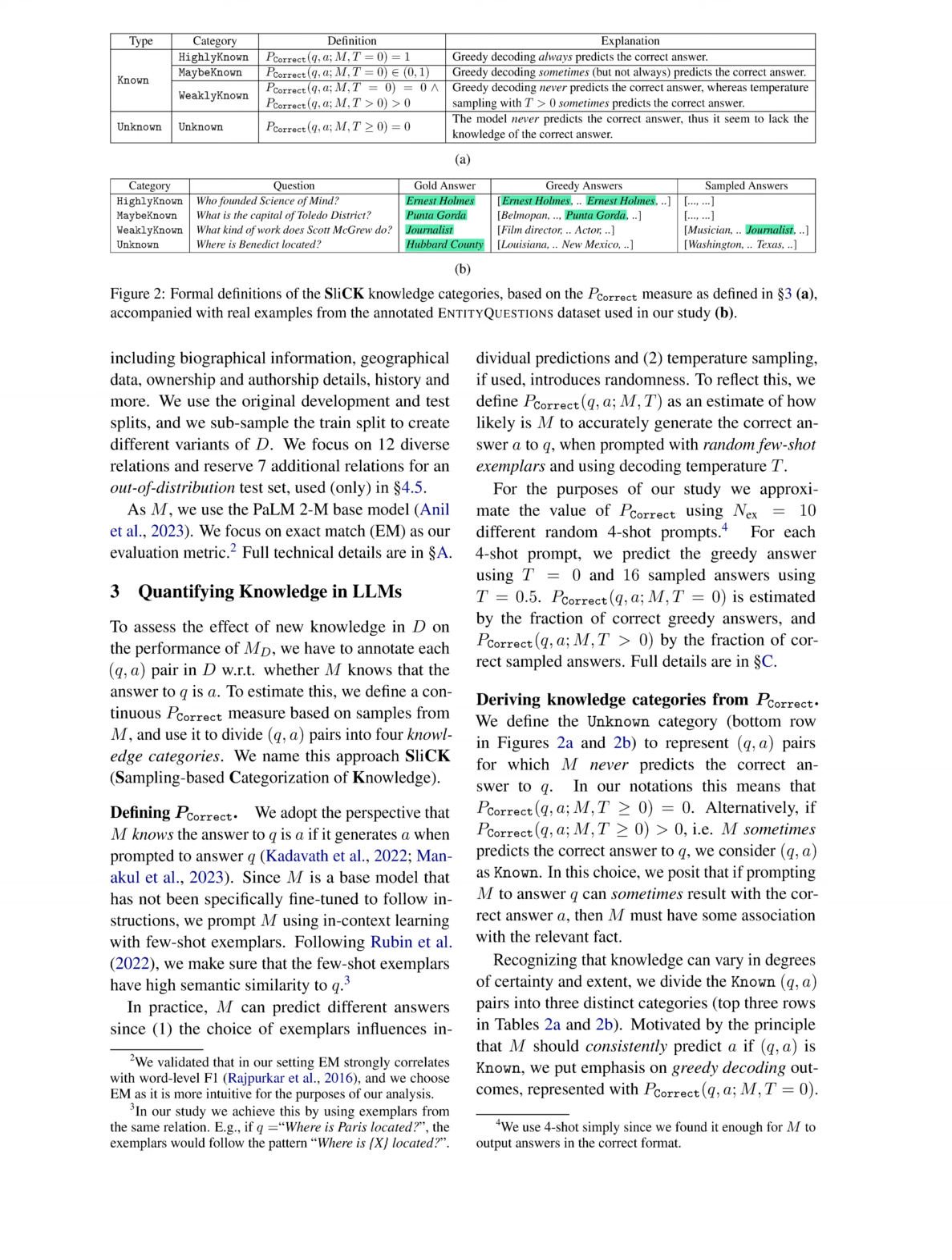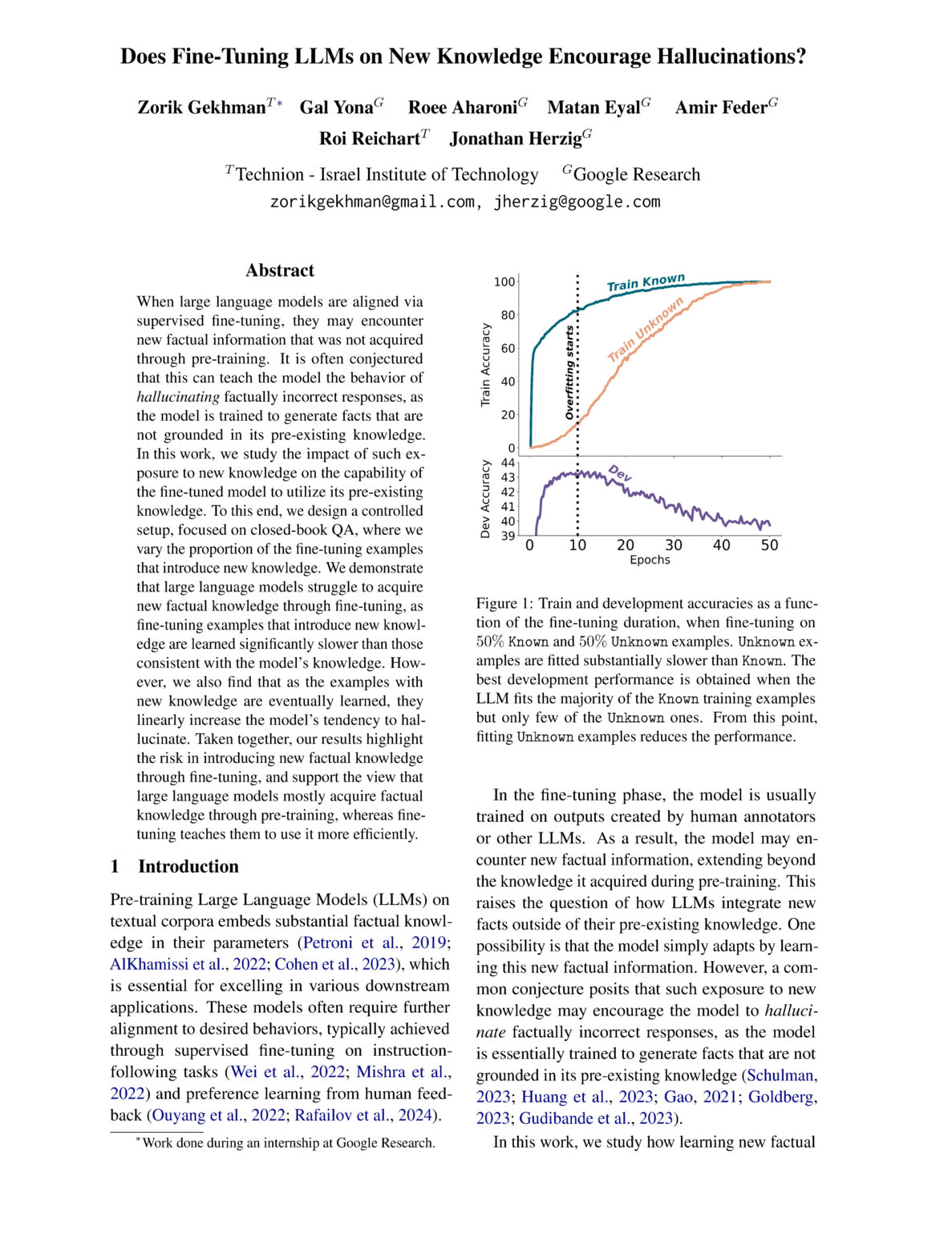HighlyKnown examples are those where the model always predicts the correct answer. MaybeKnown examples are where the model sometimes predicts the correct answer, and WeaklyKnown examples are where the model never predicts the correct answer with greedy decoding. This hierarchy is utilized to assess the impact of different knowledge types on the model's performance during fine-tuning.